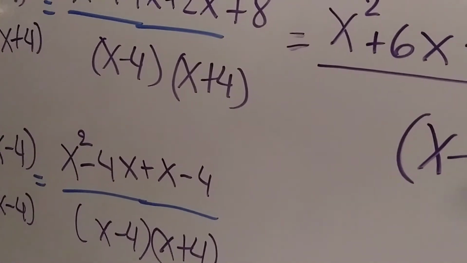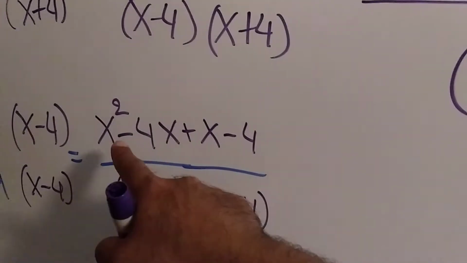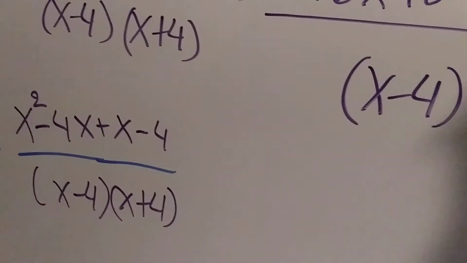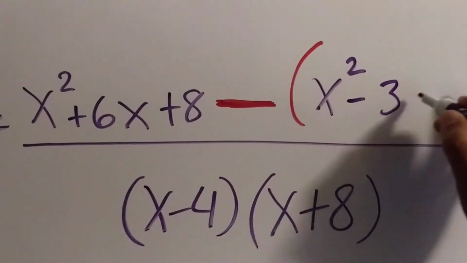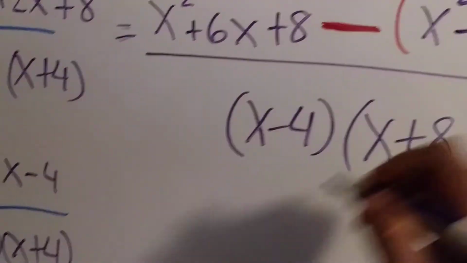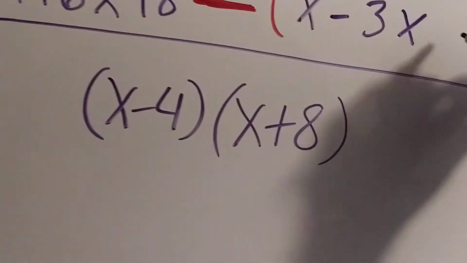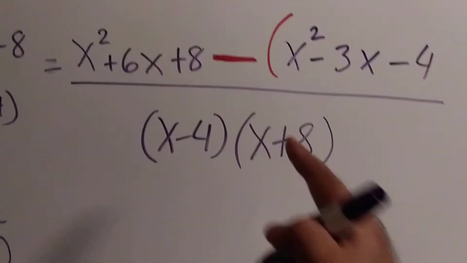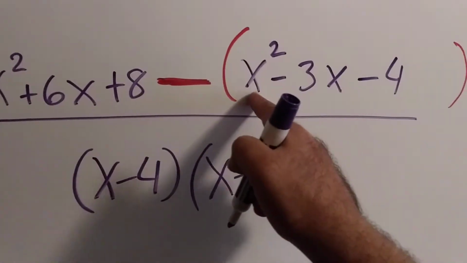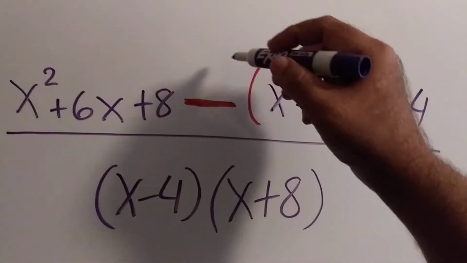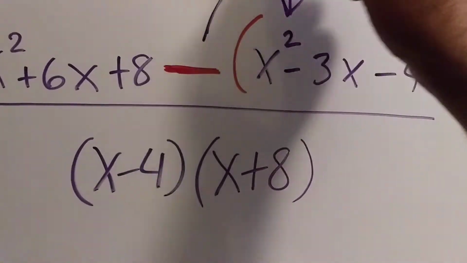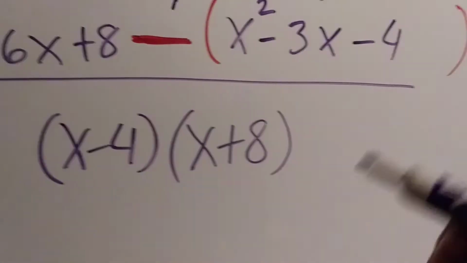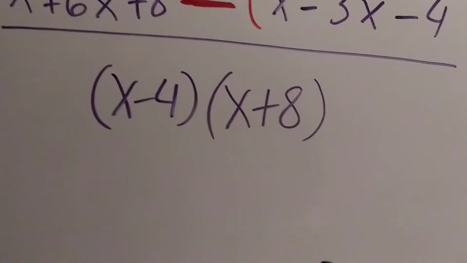Okay, so now we have this second fraction. It's going to be x to the second, right? We're collecting like terms, and then we have negative 4x plus 1x, so that gives us negative 3x, and then that negative 4, we just bring it up here. Now, what happens now? This negative in front of this trinomial is going to be distributed to every single term in front of it. So that means that your signs are going to be changed. Okay? So here's what's going to happen now.